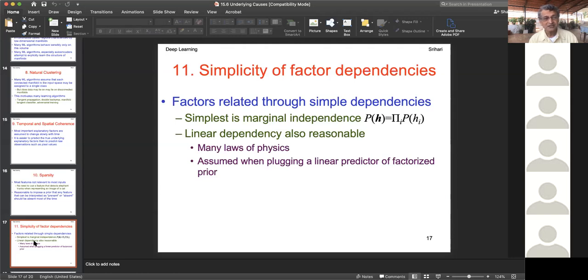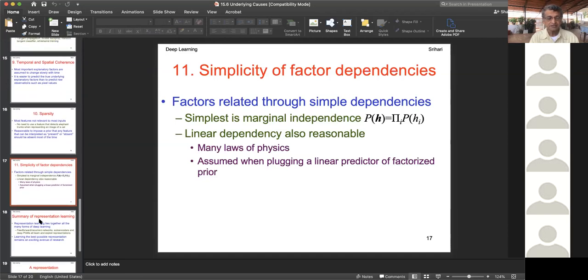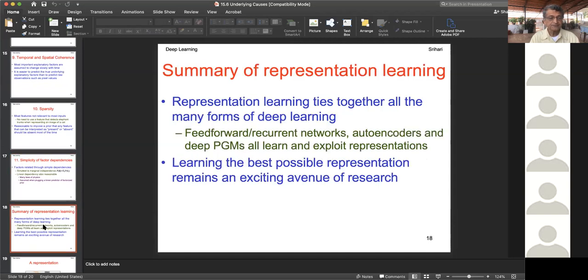Actually, that is the idea used in what are called variational methods. A simple version of it uses this kind of independence. And then linear dependency is also reasonable, because of many laws of physics, and is assumed when plugging a linear predictor into a factorized prior. So simplicity of factors, that's Occam's razor in some sense.